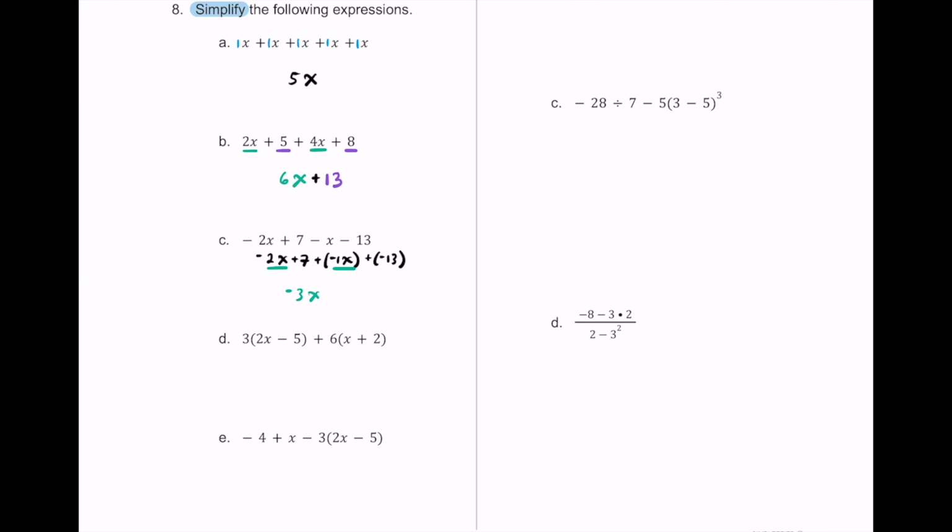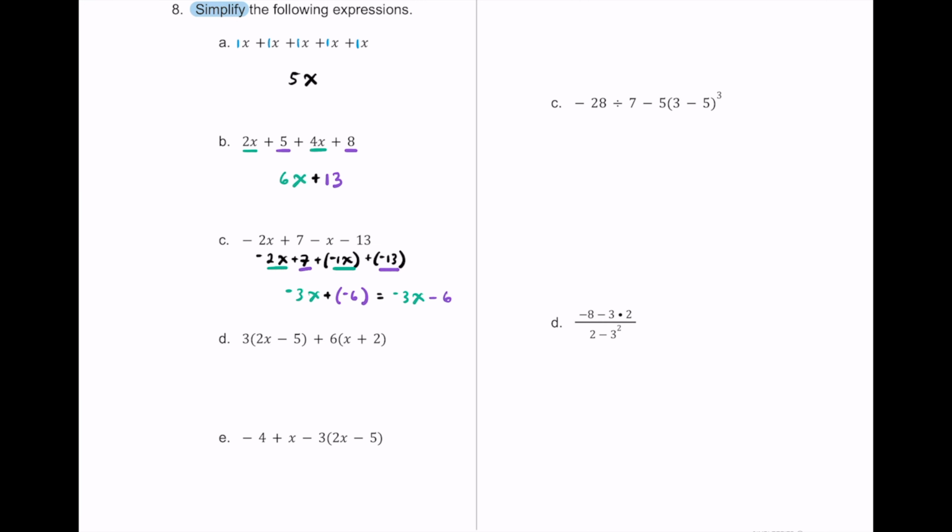And then if we took a look at the constant terms, we have 7 and then adding a negative 13. Well, 7 plus negative 13, that's going to be what? Negative 6. So we're going to go ahead and write plus a negative 6. But if we want to simplify this completely, we can go ahead and say this is going to be negative 3x, and then we can say minus 6 instead. So this would be the most simplified expression here.